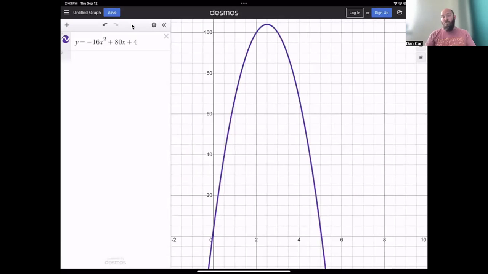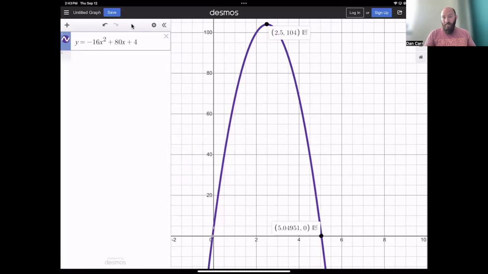This gives us a better view of the path. So here's the path of the football. It goes up in the air, then comes back down, and boom, it lands on the ground right there. Desmos is very handy for finding a lot of these things. So first, let's look at this. At 2.5, it's up to 104. That's a maximum. Down here at 5.04951, it's at 0.